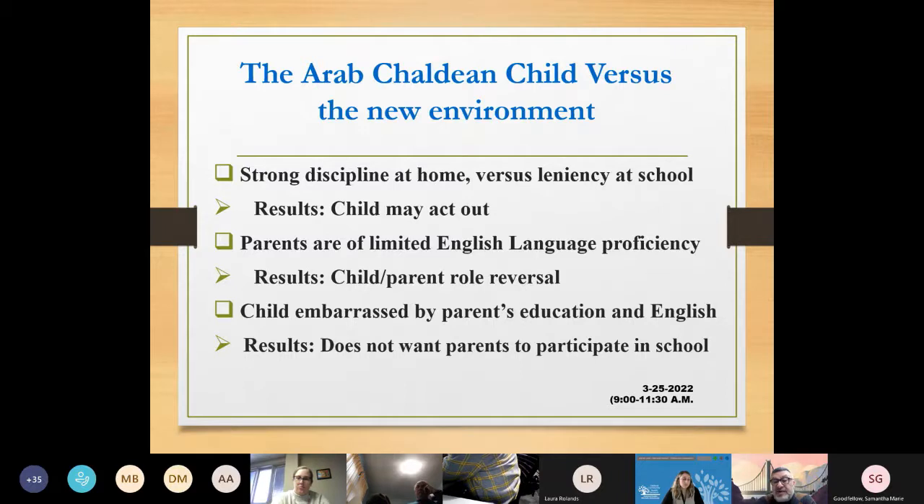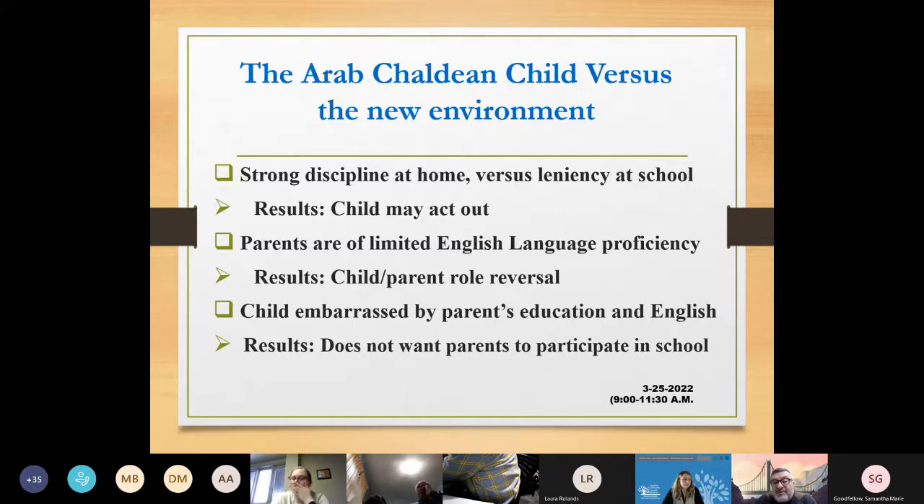Parents are of limited English language proficiency. The result: child-parent role reversal. Kids actually become parents to a certain degree, and they assume the authority of parents. That's what we call parent role reversal in the cross-cultural experience. And you know how mischievous kids are, and they can get away with murder pretty much if the parents use them to translate or facilitate translation. So I would say no to kids translating for parents. Always use an objective outside person when it comes to school, or even when it comes to providing services to parents who are having trouble with kids.